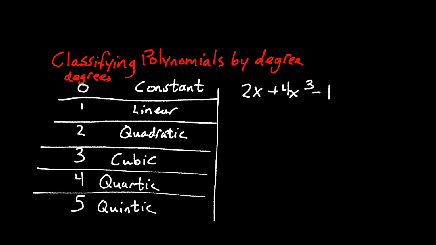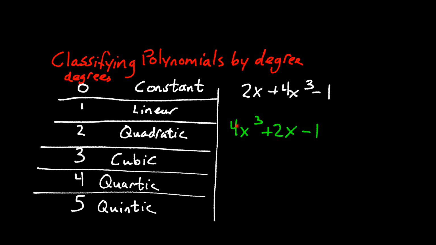For our first example here, we have 2x plus 4x cubed minus 1. If we're going to classify this polynomial, the first thing we need to do is rewrite it so that it is in standard form. Standard form, remember, means that we're going to have the highest power first. So I'm going to swap 4x cubed and 2x. 4x cubed plus 2x minus 1. This is now in standard form.